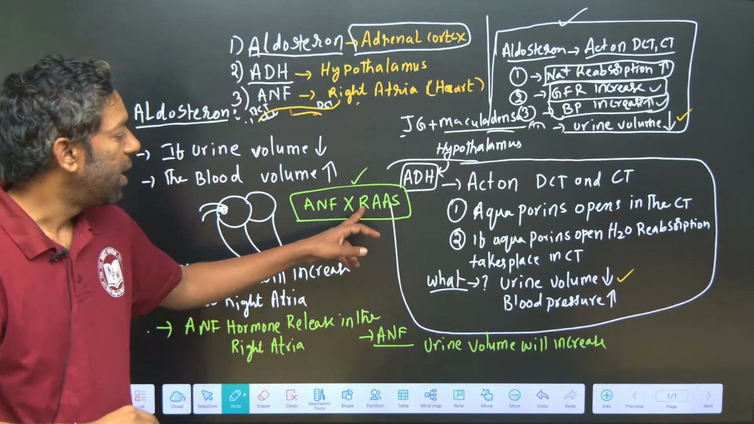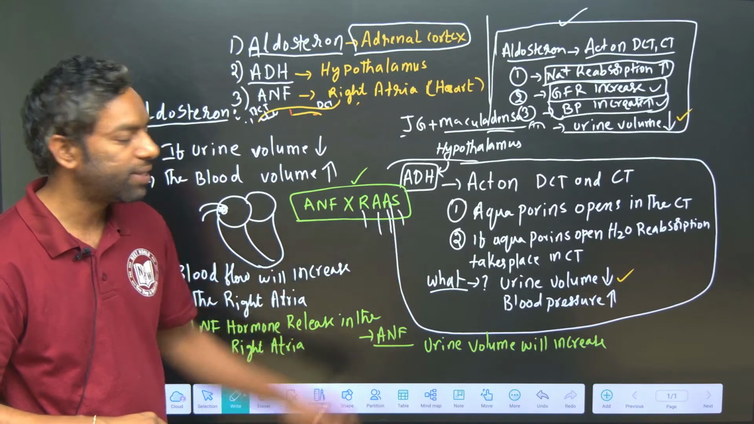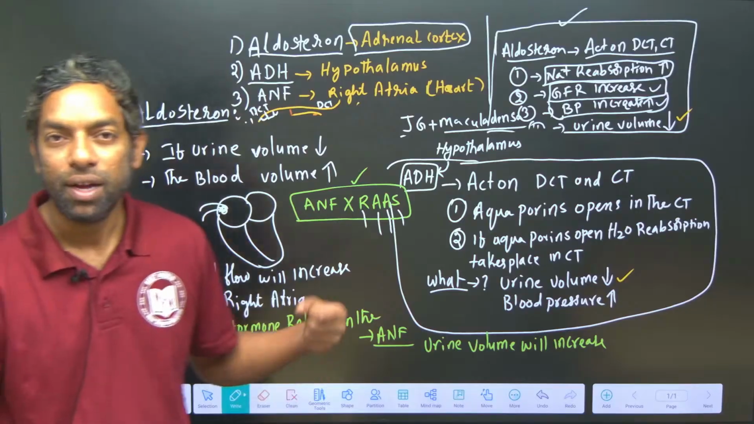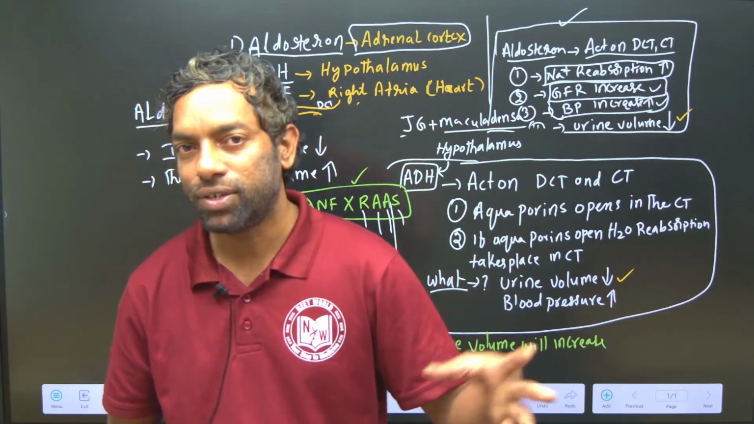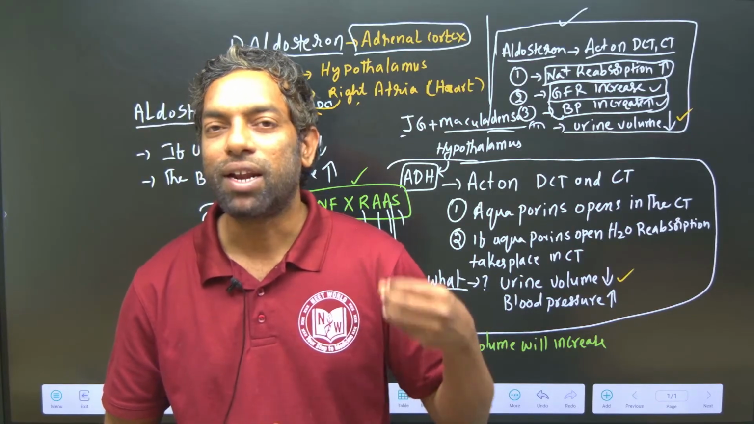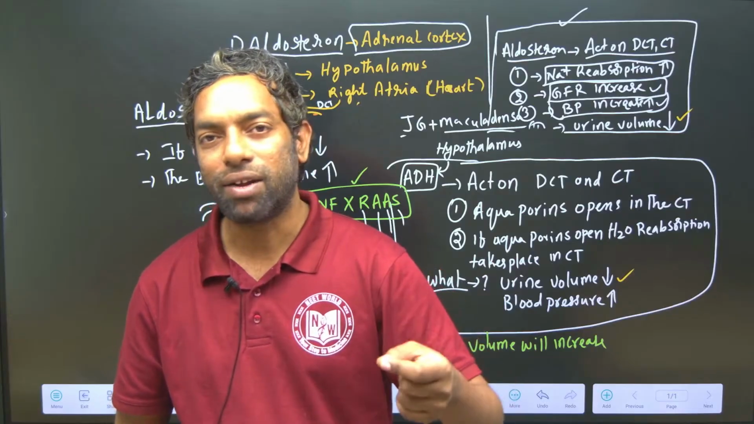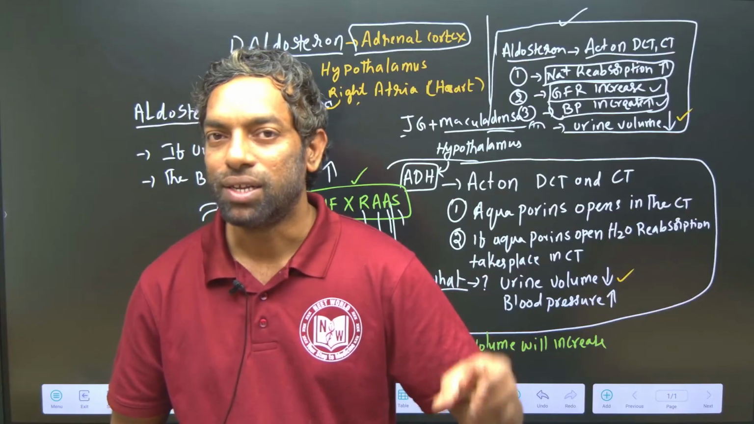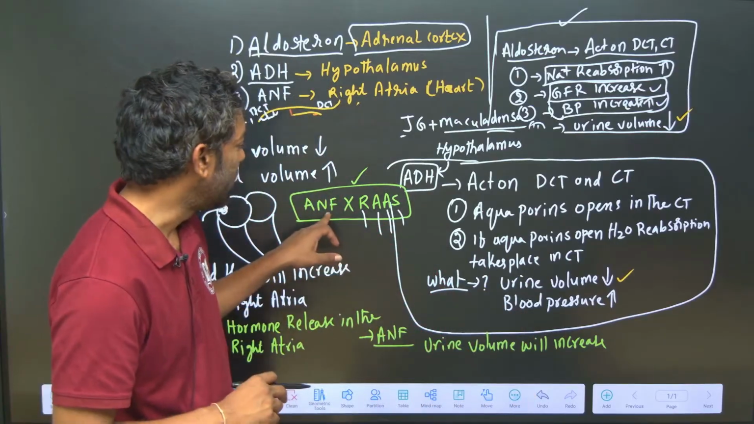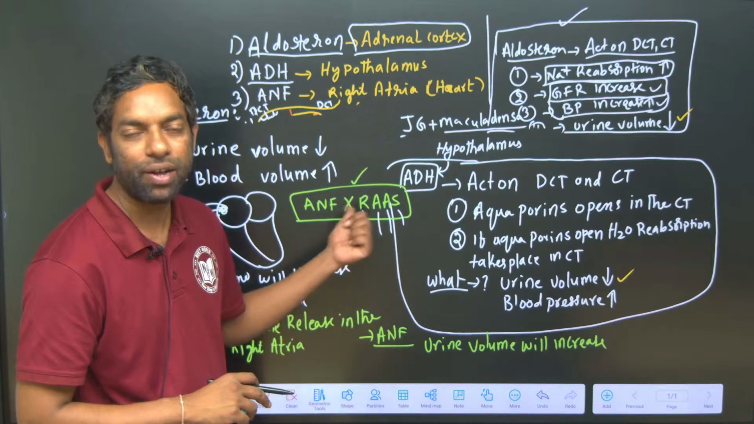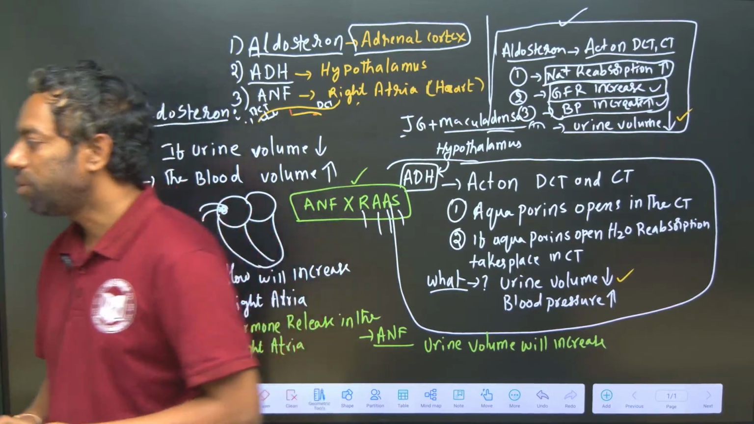RAS means the renin, angiotensin, aldosterone system. If the RAS is activated, urine volume decreases. If the ANF is activated, urine volume will increase. So RAS and ANF are opposite in nature, antagonistic hormones. Okay, I hope you guys understand.